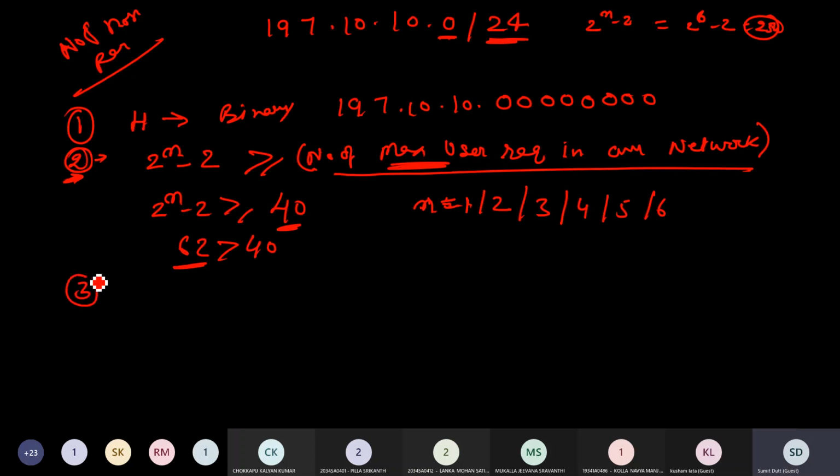So now step number 3. Now I achieve n equal to 6. It means at least 62 users will be there in one network. And 62 is more than 40, more than 30, more than 10, and more than 2. So it will meet my requirement. It should be greater than or equal to the number required, it should not be less than this. Okay. So now again write this IP address.